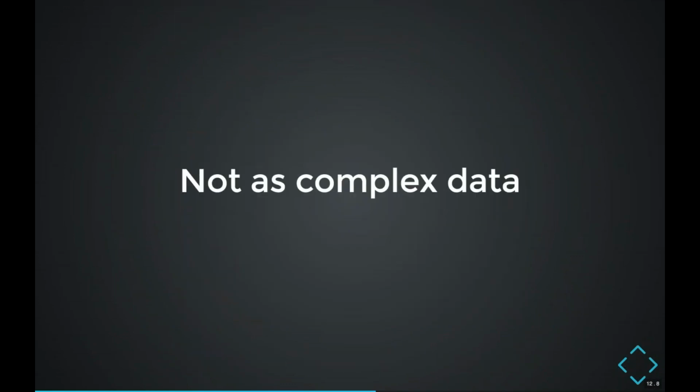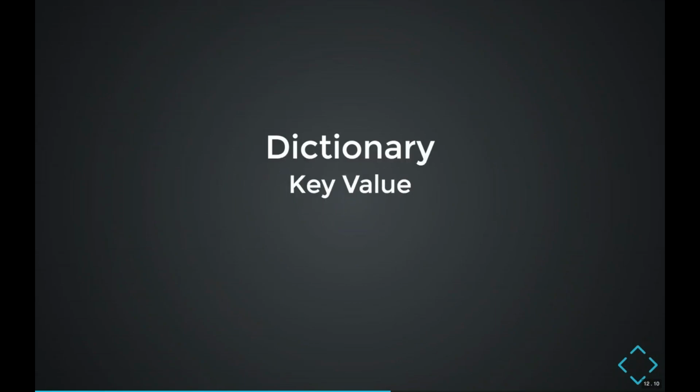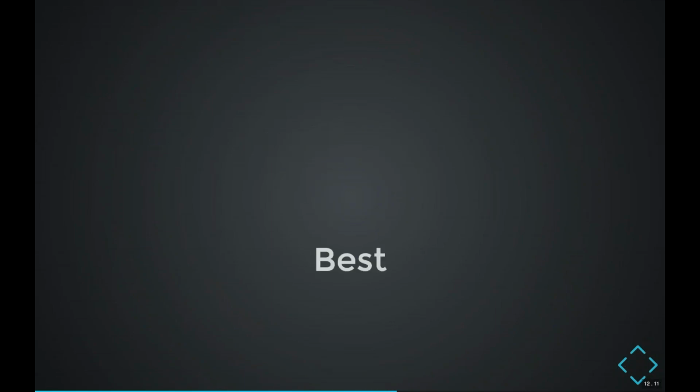Now, if you're not using as complex data for your test, like if you're testing different characters for usernames and passwords, I would recommend using dictionaries. Dictionaries are key-value stores that have a really fast lookup time. If you were to have a list, to do a lookup in the list, you typically have to walk through the list, depending on which type of list you have. So a dictionary always has a very short lookup time.